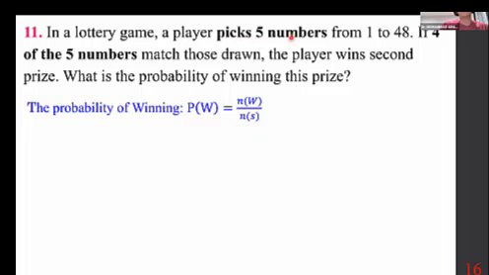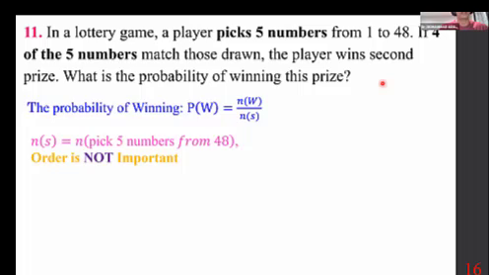Pick 5 numbers from 1 to 48. That means order is not important. Just pick any 5 numbers. So n of S is the combination of 48, choose 5. By the way, from 1 to 48, there are 48 numbers. If it were 0, it would be 49 numbers.